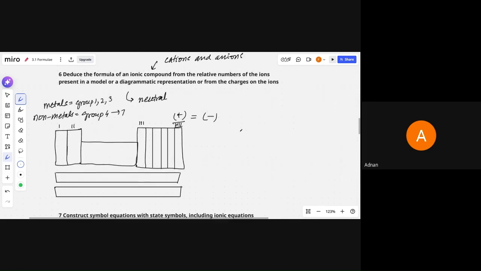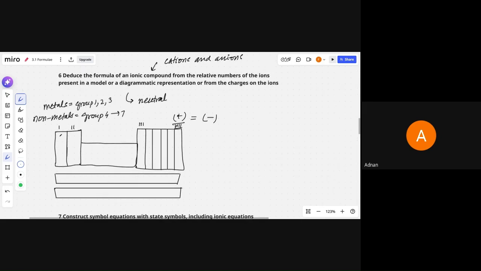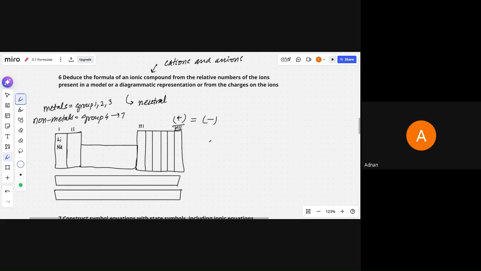Okay, so let's say we have an element in group 1, which is sodium. Let's say we have lithium here, but this is not for reference. I'm just giving you examples. So lithium, let's say it wants to make a bond with a non-metal. So group 4, group 5, group 6, this is group 7. Let's say lithium wants to make a bond with oxygen in group 6. So what will be the formula?